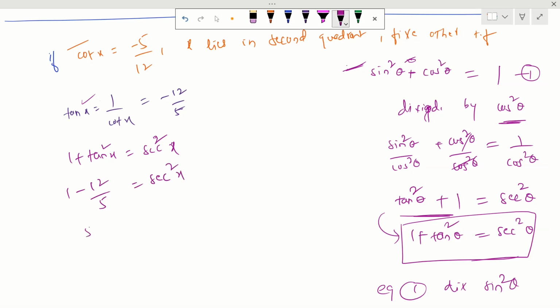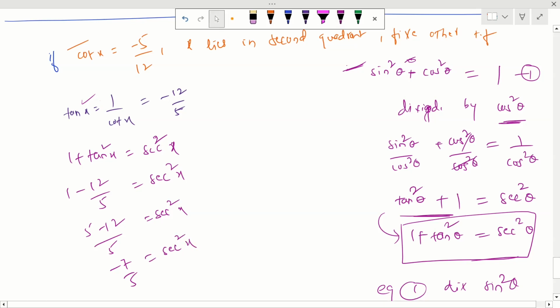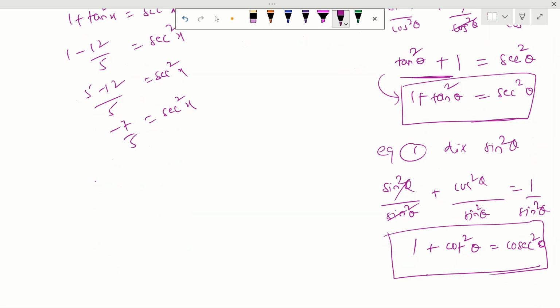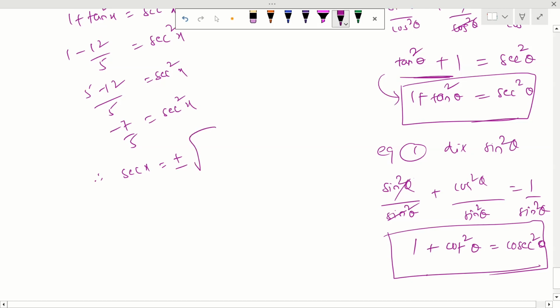Then we can take 5 minus 12 divided by 5. So here secant square x, and this is minus 12. 5 minus 12 is what? 7. Minus 7 by 5. Secant square x. Then secant x is plus or minus square root of minus 7 by 5. Right.